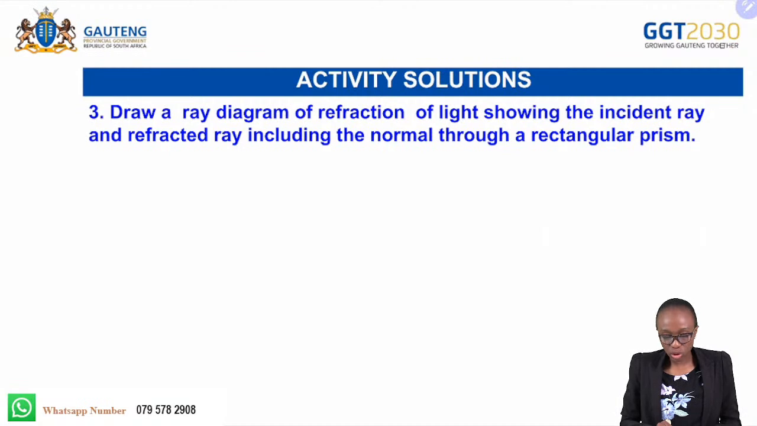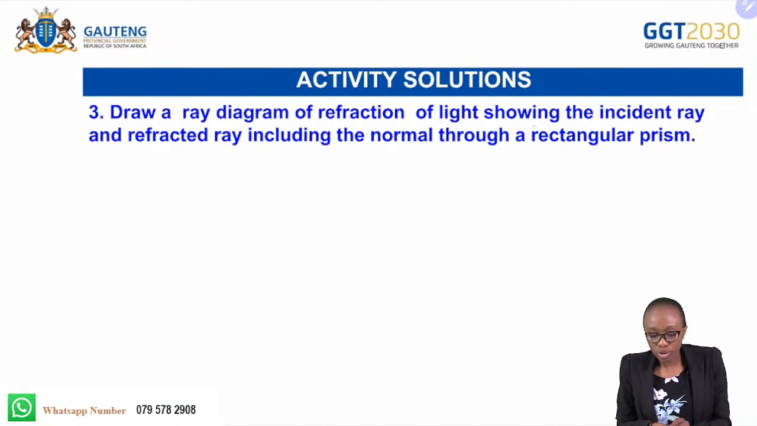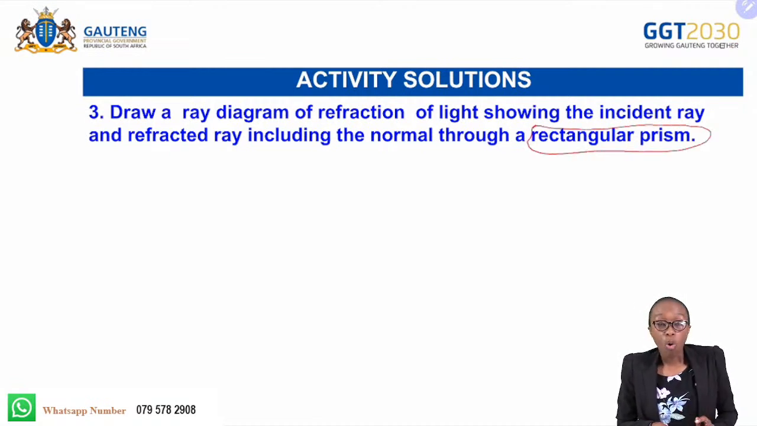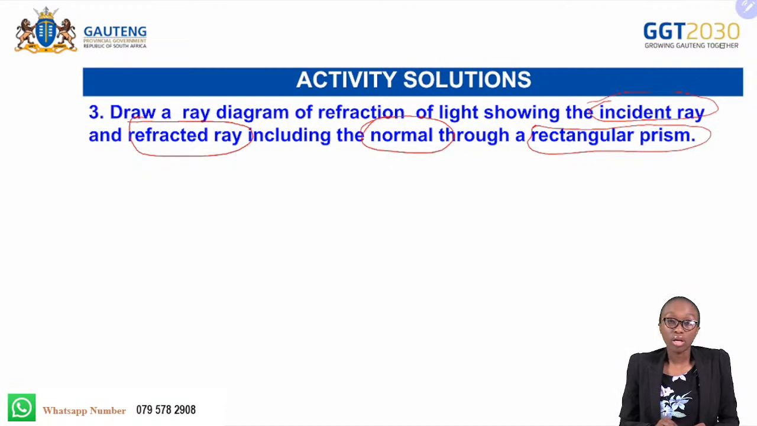Okay, and draw a ray diagram of refraction of light showing the incident ray and the refracted ray, including the normal, through a rectangular prism. So the keywords that you're focusing on: what kind of prism are we drawing? We're drawing a rectangular prism. What do we need to draw? We need to draw a ray diagram of refraction showing the incident ray and the refracted ray. What other ray do we need to see? We need to see the normal. So we need to draw a rectangular prism, an incident ray, a refracted ray, and the normal.